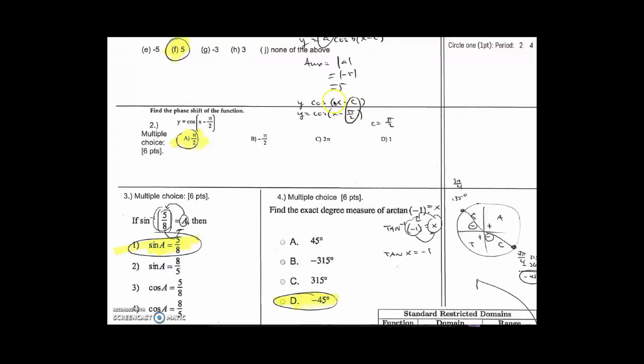So pay attention that the formula has the parentheses the same. One thing that's different is c is equal to pi over 2. So that would be a shift of pi over 2, a positive.